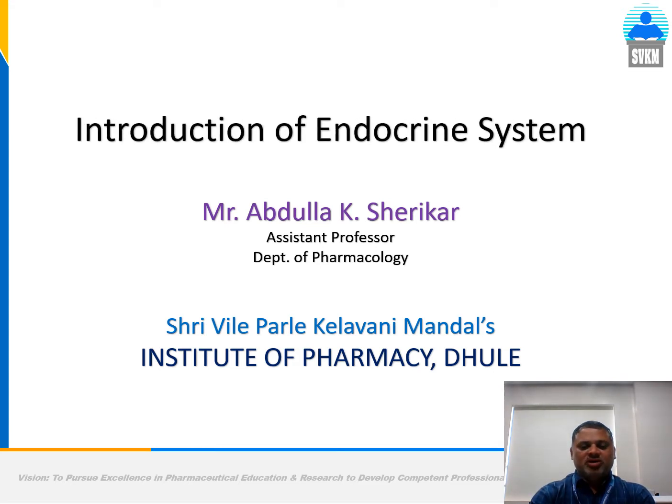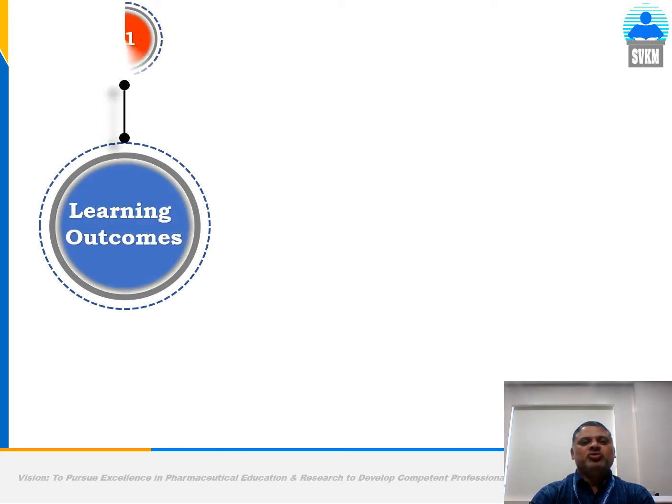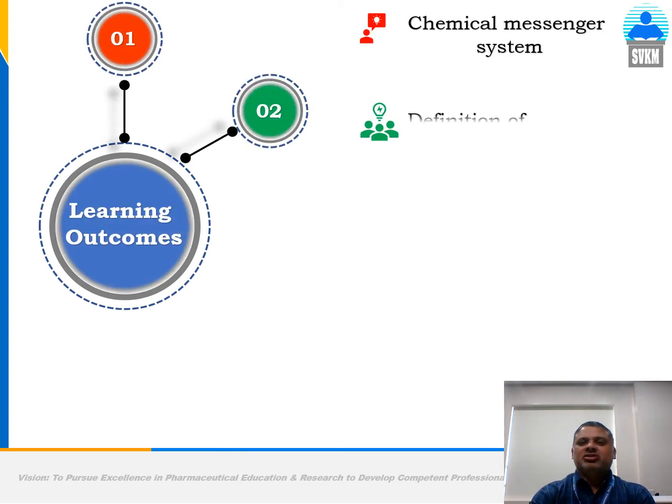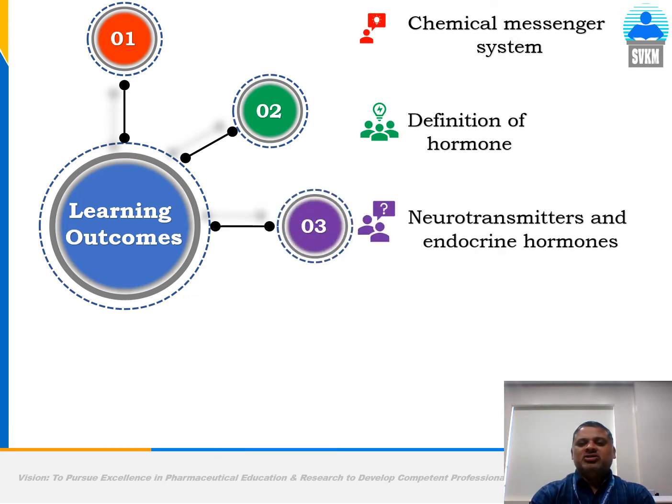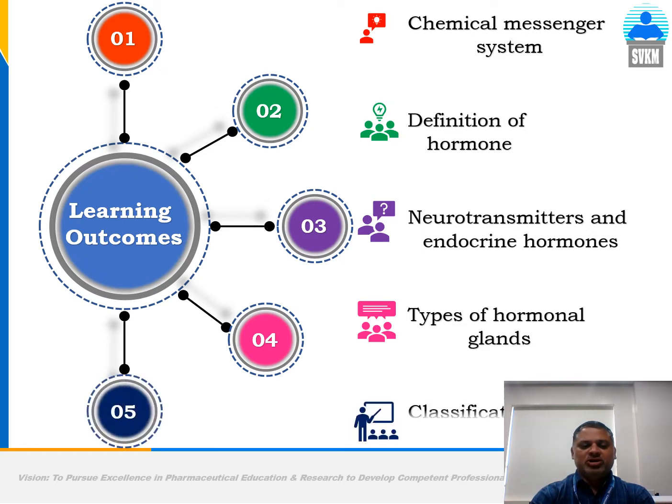Today we are going to give some inputs or insight on the introduction of the endocrine system. After completion of this lecture or video, the learners will be able to understand the chemical messenger system, the definition of hormones, third, the difference between neurotransmitters and endocrine hormones, fourth, the different types of hormonal glands that secrete the different hormones or chemical messengers, and fifth, the different classification of hormones along with their mode of action.